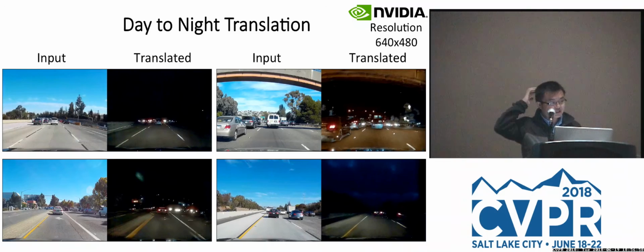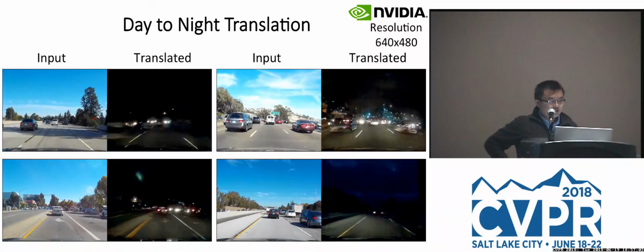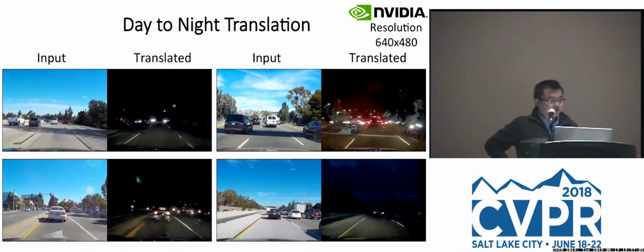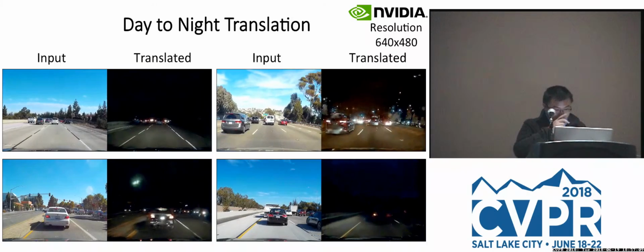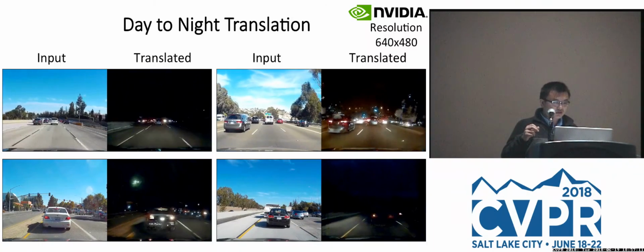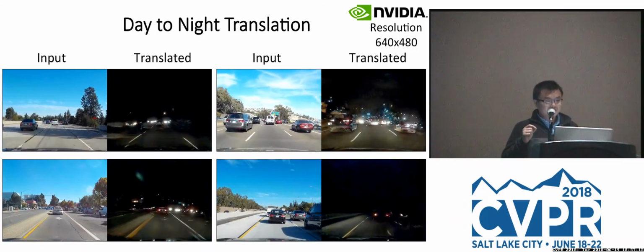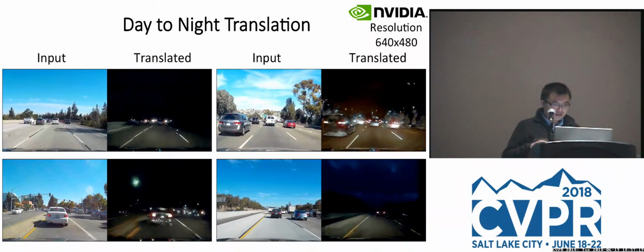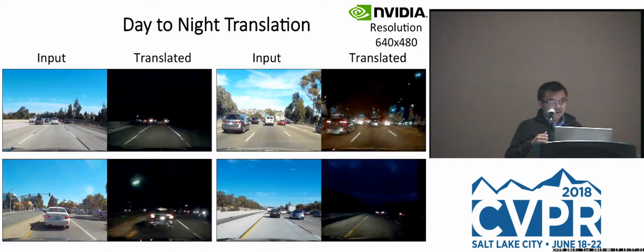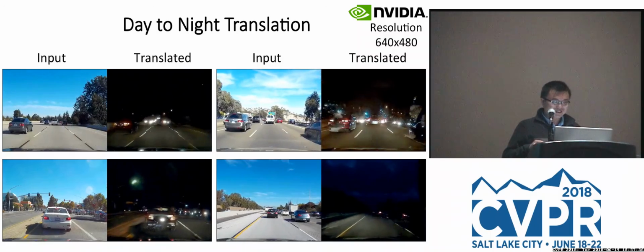Yeah, so this task is for day to night translation. It's done in the unsupervised setting. For every input daytime image, we have an output nighttime image. You can see that the results are quite good, but they still contain a lot of artifacts. But you can basically see that, to a large extent, we can make them look really like nighttime images.